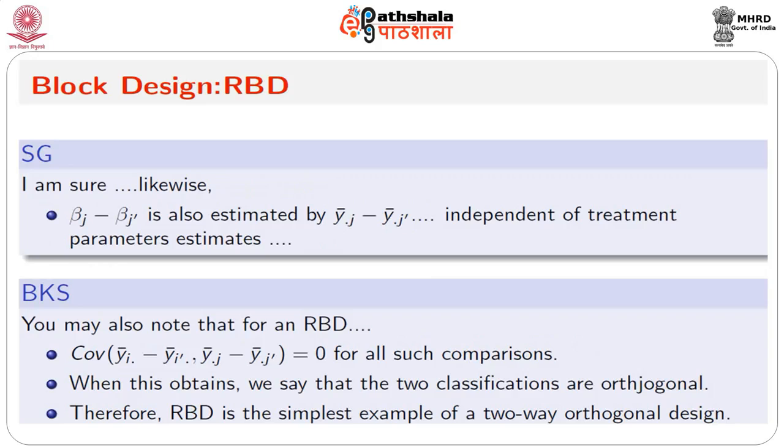Yes, you may also note that for an RBD, the covariance between the difference between two treatment means and the difference between two block means is equal to 0 for all such comparisons. When this obtains, we say that the two classifications are orthogonal. Okay. Therefore, RBD is the simplest example of a two-way orthogonal block design.